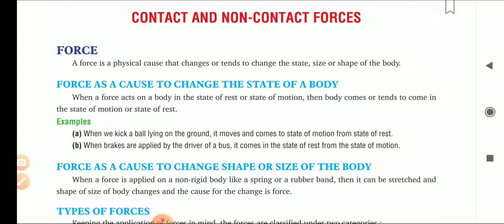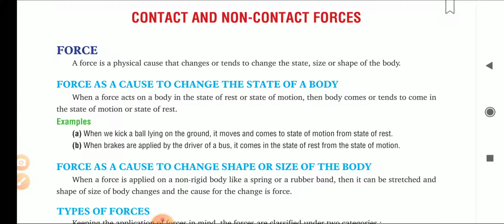That means a force is a physical cause that changes or tends to change the state, size or shape of the body. So first of all, this definition is given: force. So what is force actually? It is a physical cause that when you apply the force, it can deform the object, it can change the state of the object, it can change the size of the object. Force as a cause to change the state of a body.